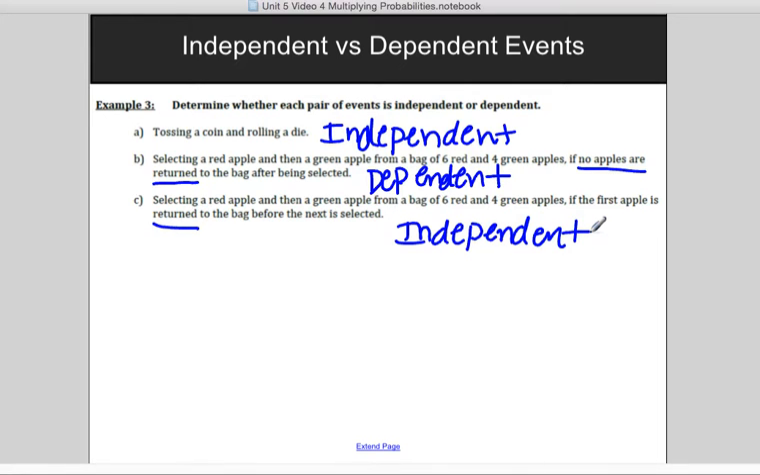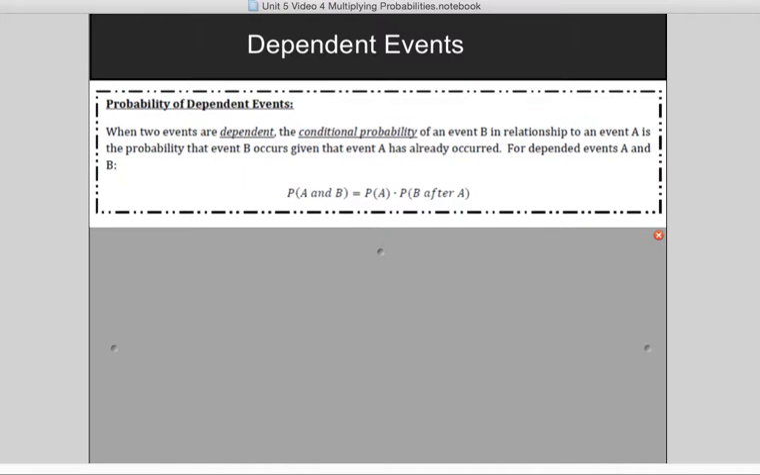As we go through, I think independent and dependent will become a little more clear to you. But let's look at how we find the probability of dependent events. When two events are dependent, the conditional probability of event B in relationship to event A is the probability that event B occurs given that A has already occurred. The wording gets a little confusing, but it's still an "and," so it's going to be multiply. You figure out the probability of A, and then you figure out what are my chances of B if A does happen.